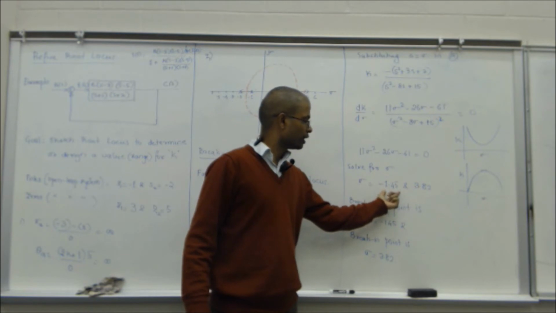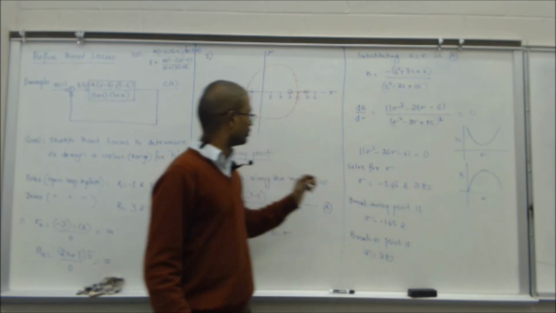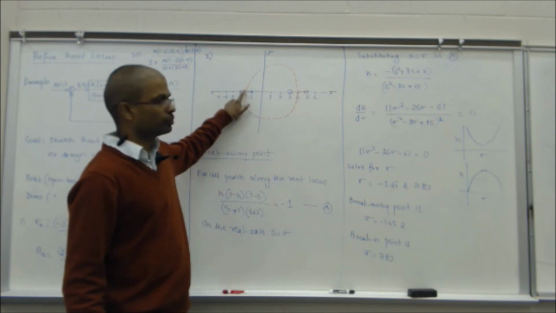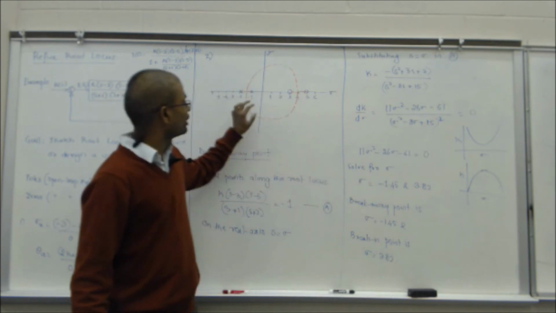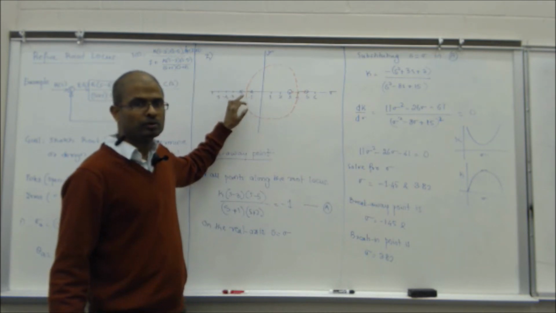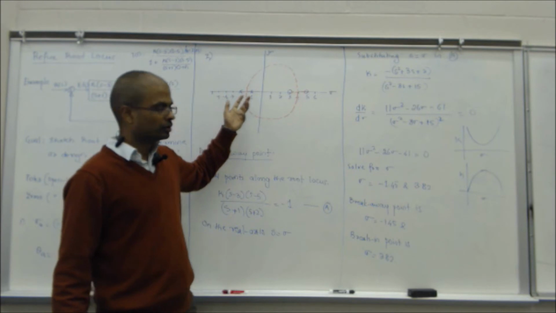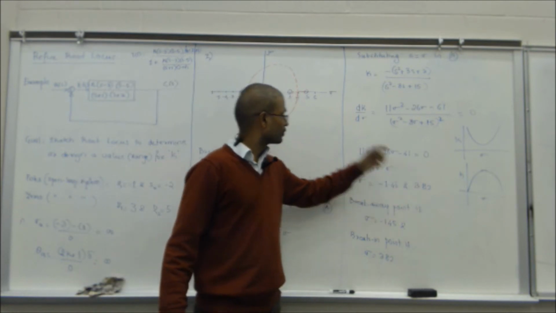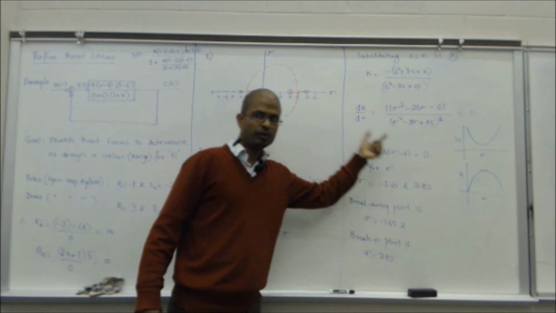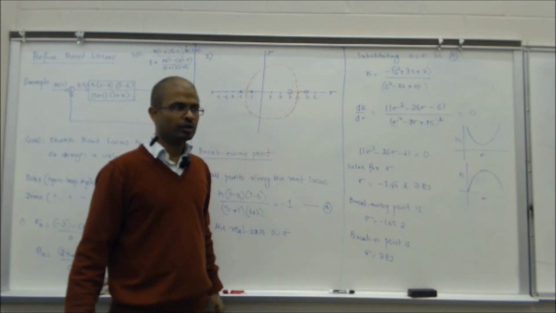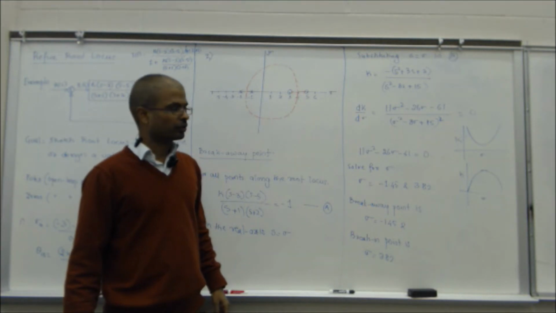You'll find two roots, and it is very convenient, or it is common sense, right? So breakaway point has to be between these two. Do you see this minus 1.45 lying between these two? So that has to be the breakaway point. Break-in has to be between these two. Do you see this point as lying between these two? That is the break-in point.